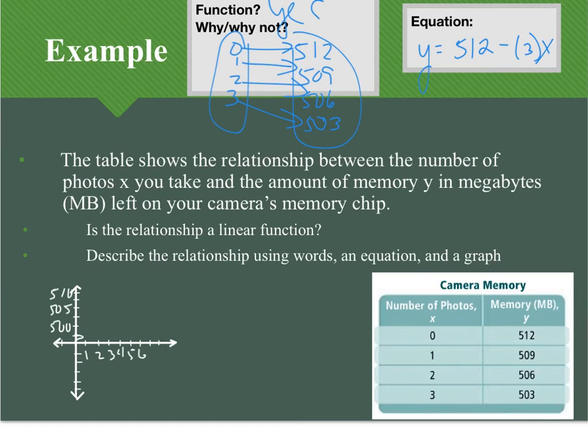Now to graph this, at 0, we would go up to 512, which I have a tiny graph here, so bear with me because my pen tip's a little bit fat. At one photo, I have 509. At 2 photos, I have 506. And at 3 photos, I have 503. So once again, you see I have a linear graph.